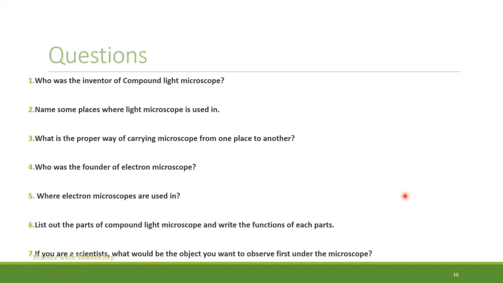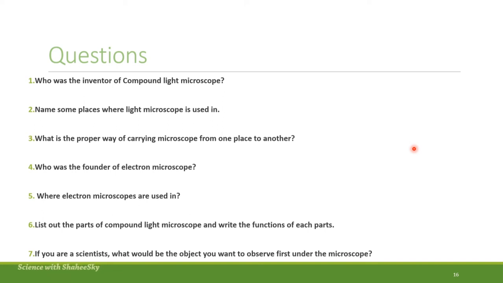Here you go with some questions, children. Related to the microscope we have discussed earlier, you will be able to answer all these questions. Who was the inventor of the compound light microscope? Name some places where the light microscope is used. What is the proper way of carrying a microscope from one place to another? Who was the founder of the electron microscope? Where are electron microscopes used?